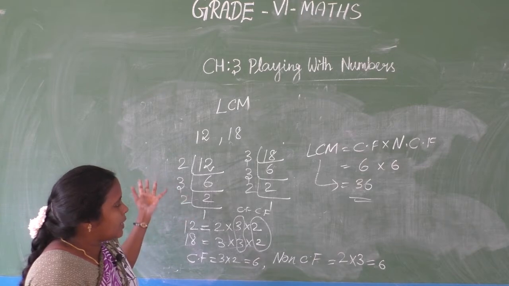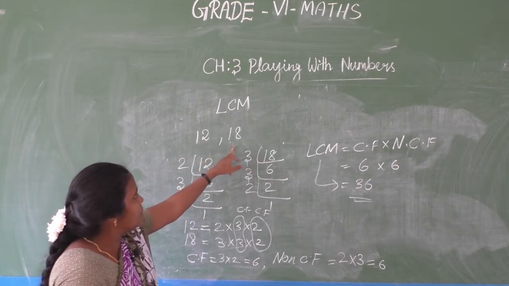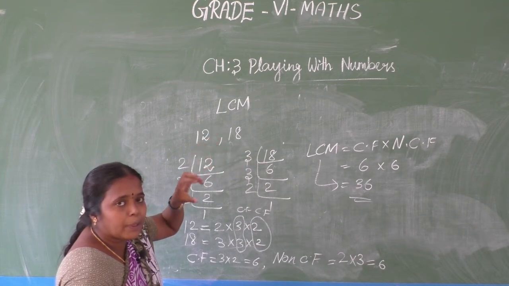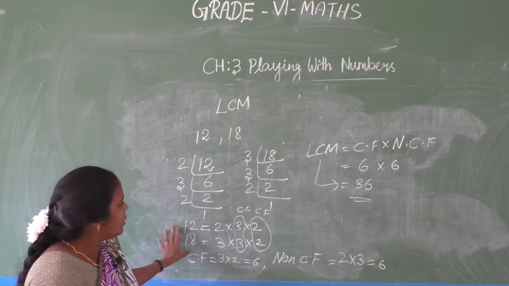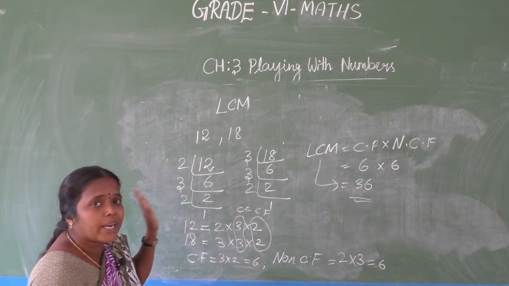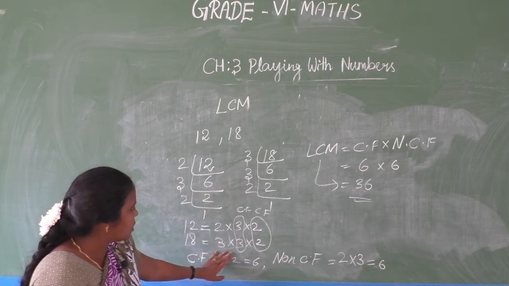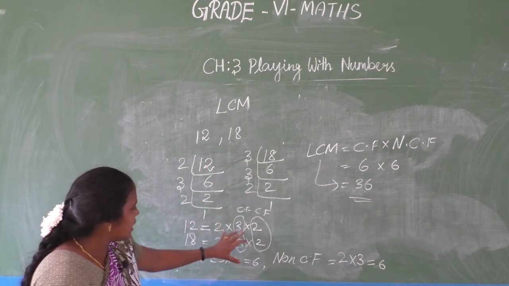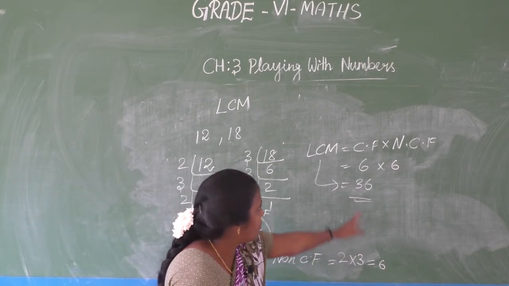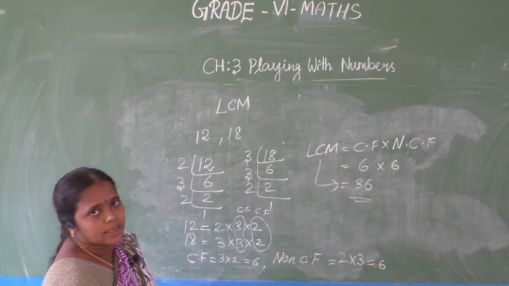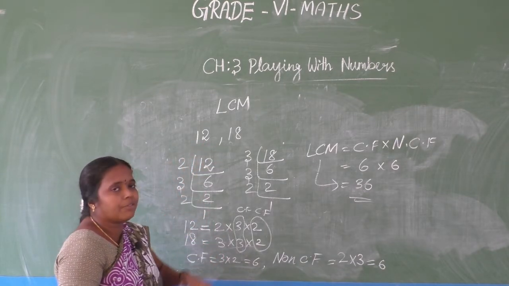Understood? In the previous method, we wrote the multiples of 12 and multiples of 18, then picked up the common multiples, and finally the least common multiple. Here, while finding prime factors, first of all we have to find them for both numbers. Select the common factors on one side, the non-common factors on one side, and multiply them like this. Understood? This is the procedure for finding the LCM of the given two numbers.